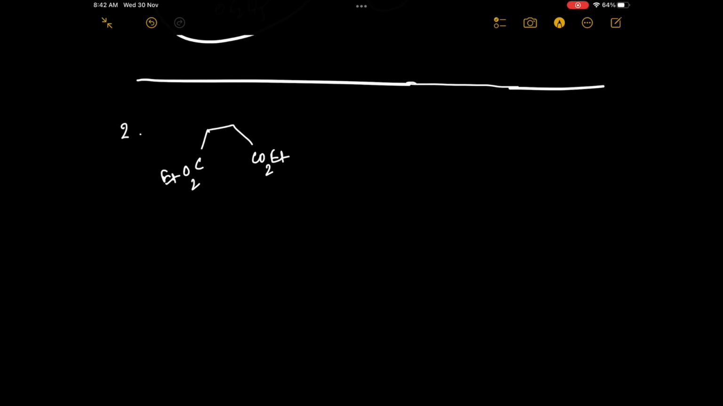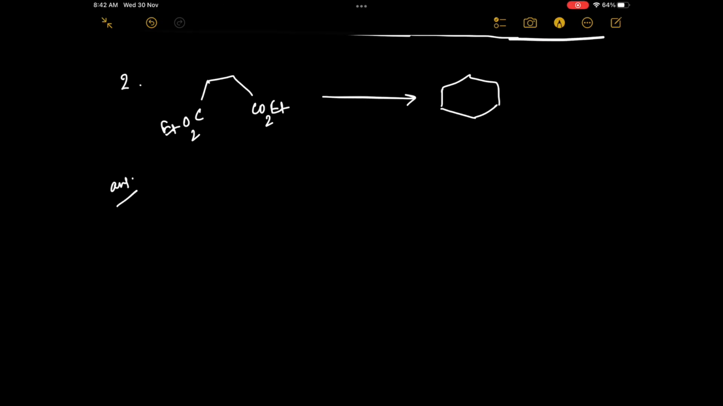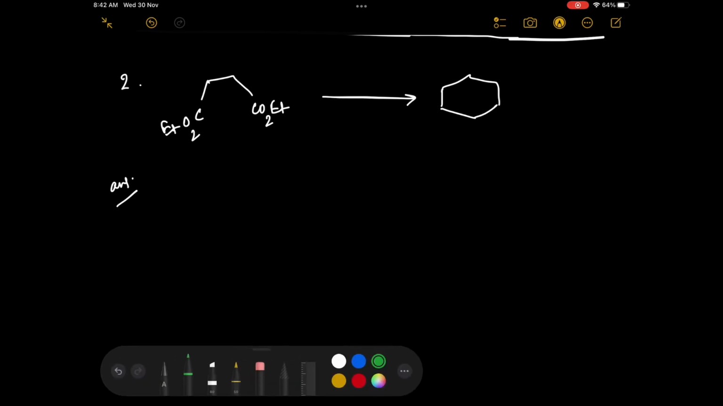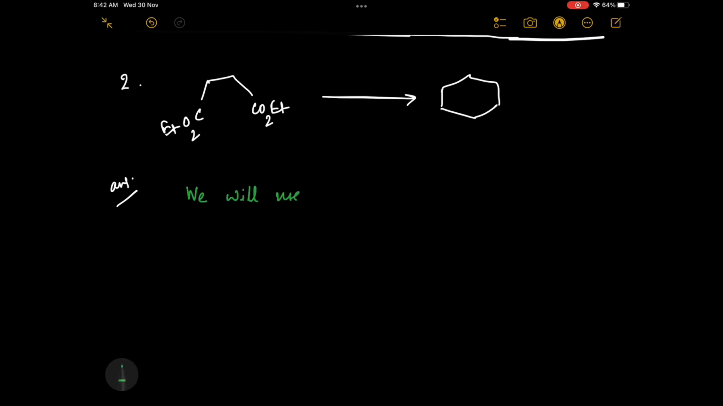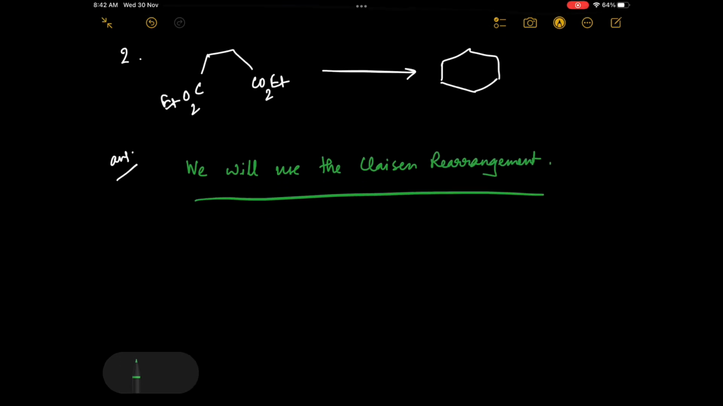So we are given this compound, which is actually CO2Et, CH2, CH2, CO2Et. So two ester groups which have been given a spacer of 2 CH2. So we will be using the Claisen rearrangement to convert this into the cyclohexane compound that has been given to us. And so let us see what happens.